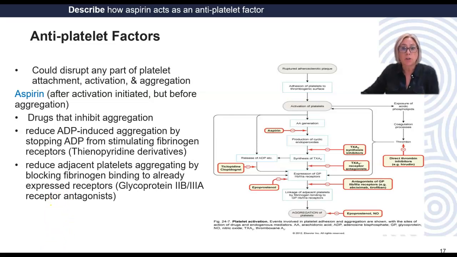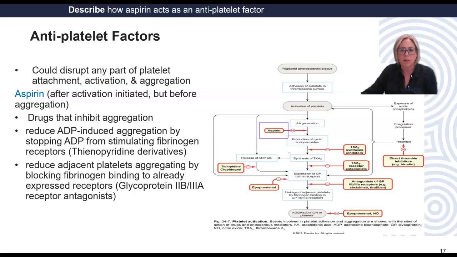So let's have a look at this diagram here, which has a lot of detail, and we're really only going to focus on aspirin. So let's say there's a situation where there's a ruptured atherosclerotic plaque that will cause adhesion of platelets. So platelets will stick to that thrombogenic surface of that plaque. That will cause activation of platelets, arachidonic acid generation, and then activation of the cyclooxygenase pathway, synthesis of thromboxane A2, expression of those fibrinogen receptors, and then the linkage of those adjacent platelets by fibrinogen binding to those fibrinogen receptors. And the net result of all of that is that loose platelet plug forming. Okay. So if we use this non-selective COX inhibitor aspirin, you can see where it's acting.